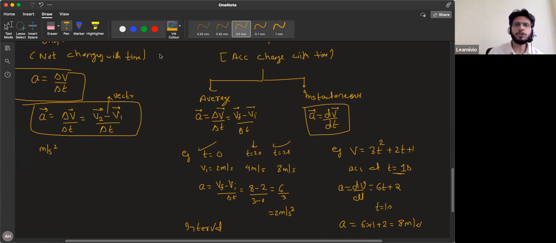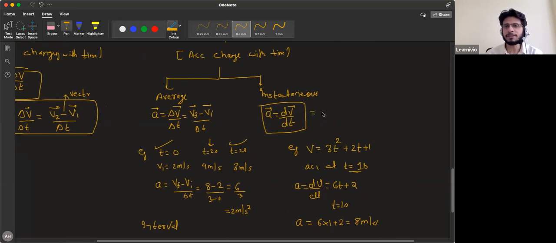For average, you can use division. For instantaneous, you have to do differentiation, whether it's velocity or it's acceleration. So if it asks you to calculate instantaneous, then you have to differentiate it. Or if you want, you can write this in this way also. Like this is d square x over dt square. You can write this in this way also.